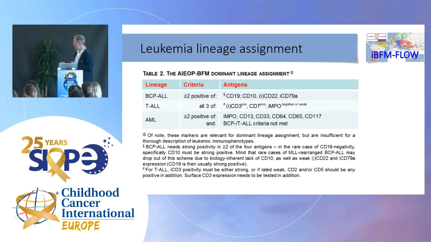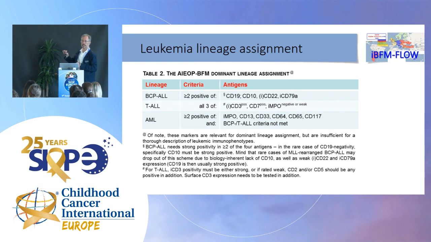So it means that AML criteria go in the second line, meaning that if you have myeloid markers and you don't meet ALL criteria, you will say, okay, that's classically an AML situation. It's a tricky discussion on that, so don't take me plain, so that it's always so in each and every situation.